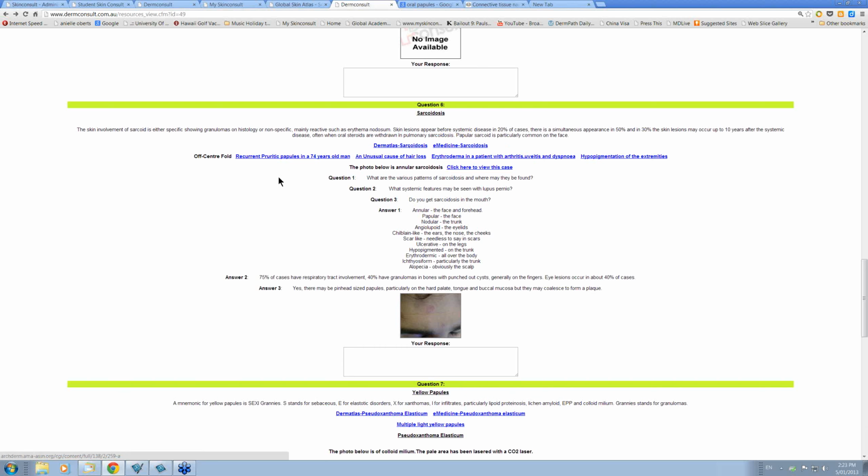You can look up these various examples of it and some of these off-central fold cases. I've said this case here was of annular sarcoidosis on the forehead. Click here to view this case. Let's have a quick look at it.